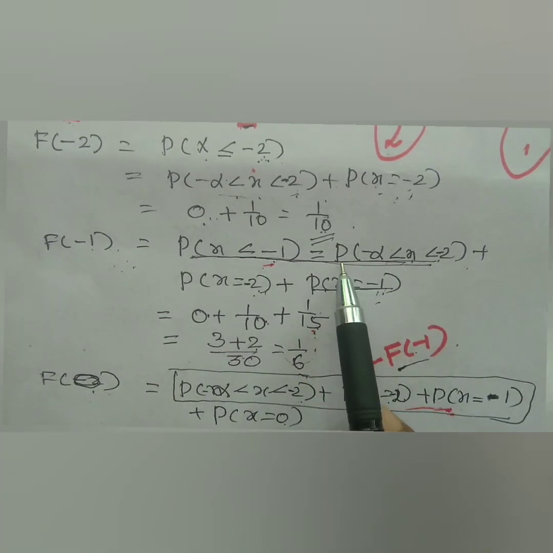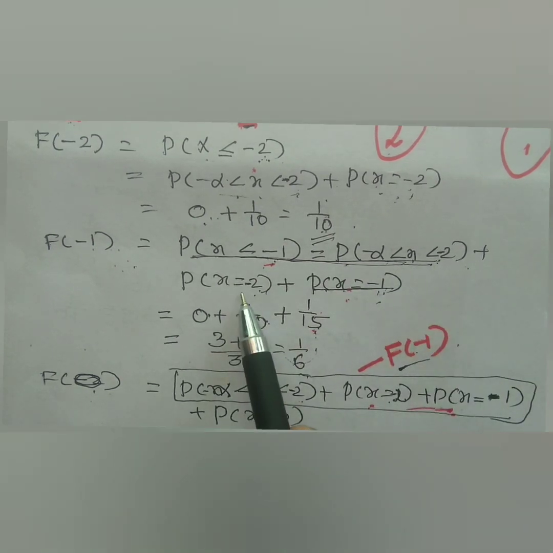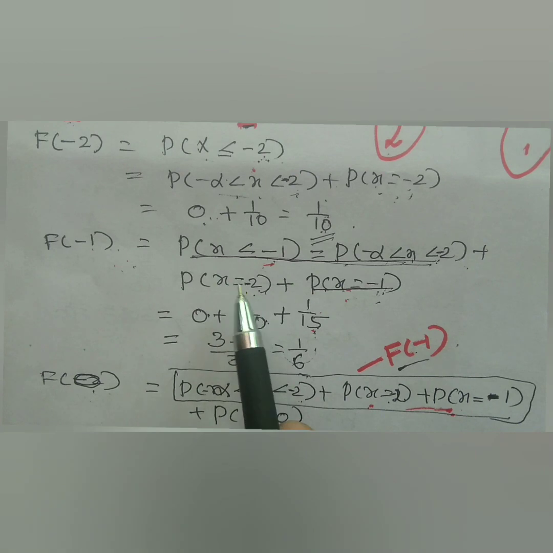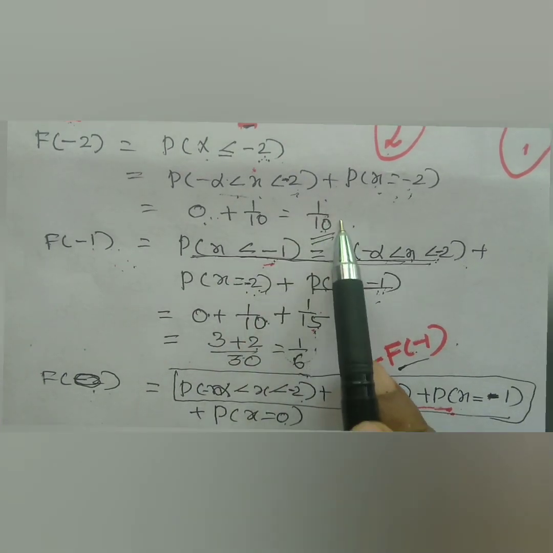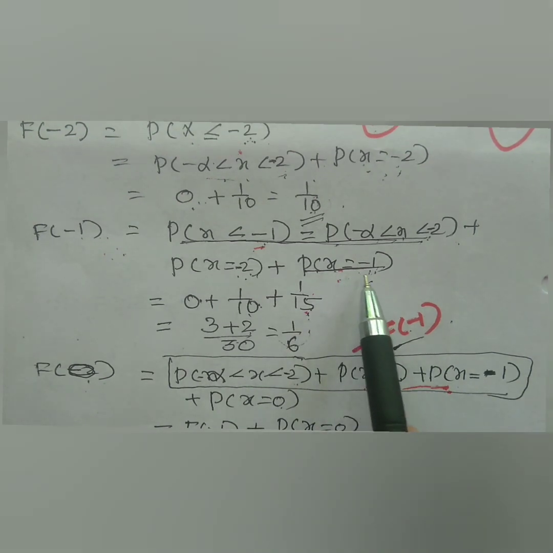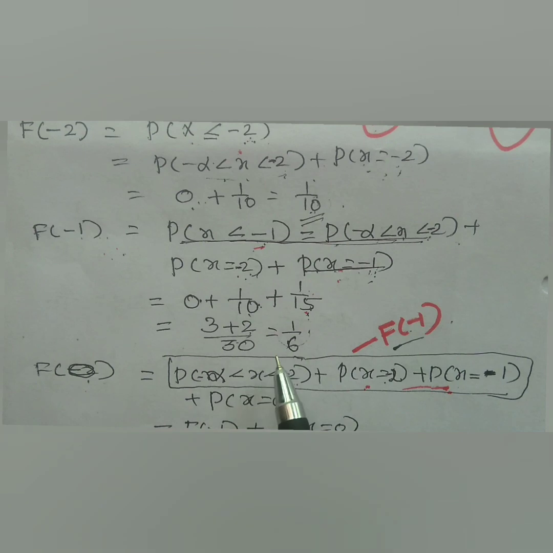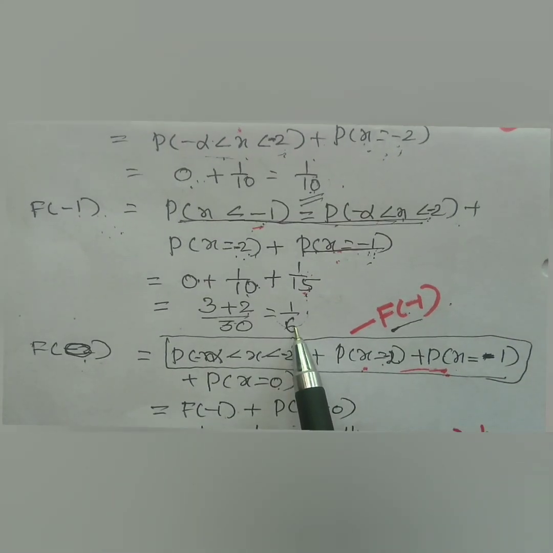But these two values, probability of minus infinity less than x less than minus 2 plus probability x is equal to minus 2, that value is equal to 1 by 10. So we can substitute here plus the new term, that is probability of x is equal to minus 1, that is equal to 1 by 15. So total is equal to 1 by 6.